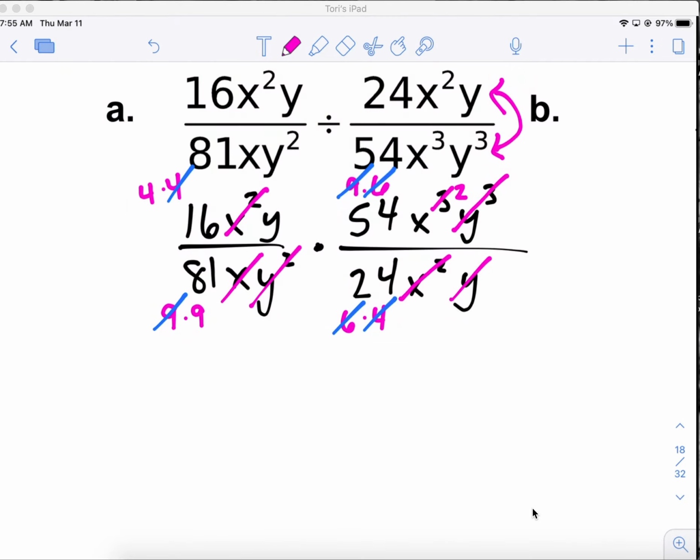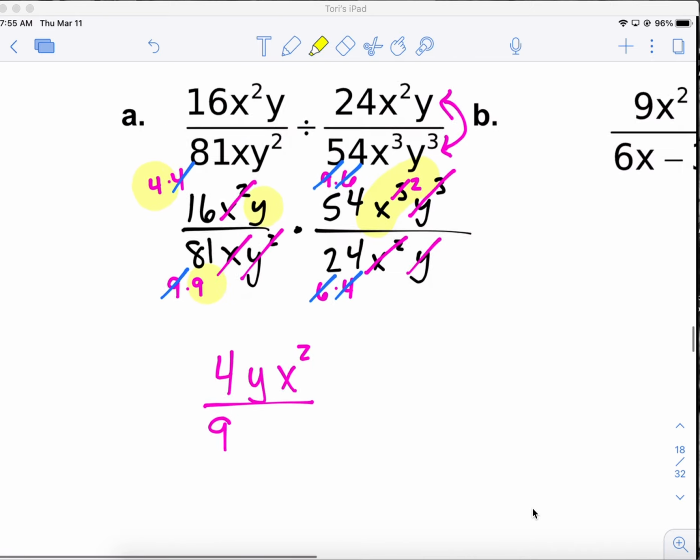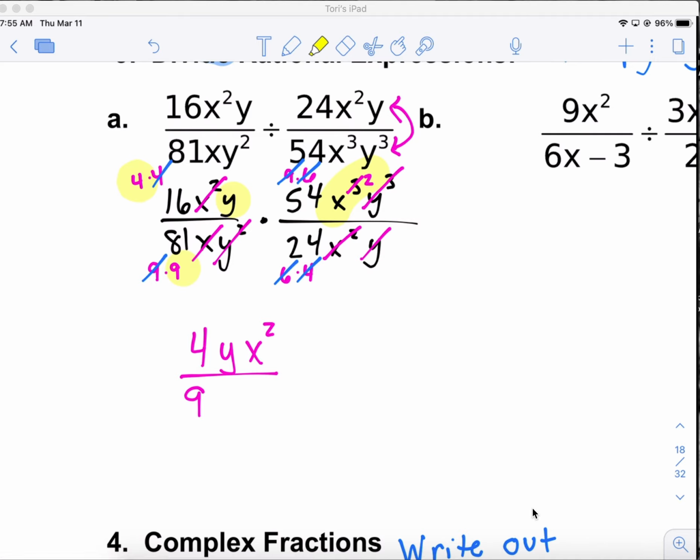All right, so looking at what's left on top, I have that 4, I have a y, and then I have 2 x's. So let me show you where those are. I have this 4, this y, and these 2 x's. Moving across the bottom, I have a 9, and I think that's it. Just that 9 on bottom. So in this case, I can't simplify anymore. 4 over 9, x squared and y.